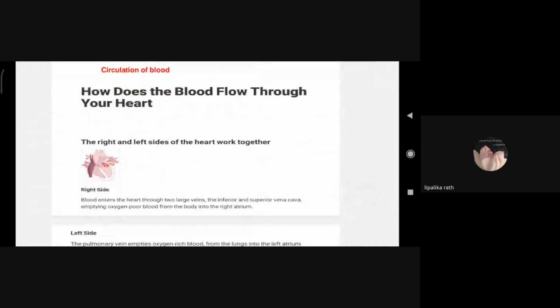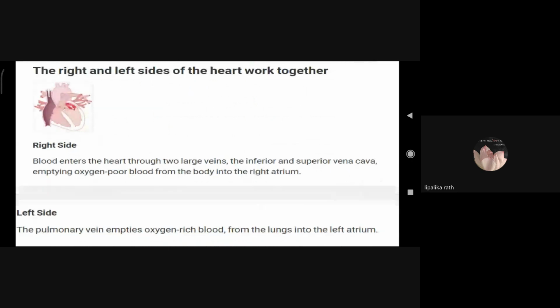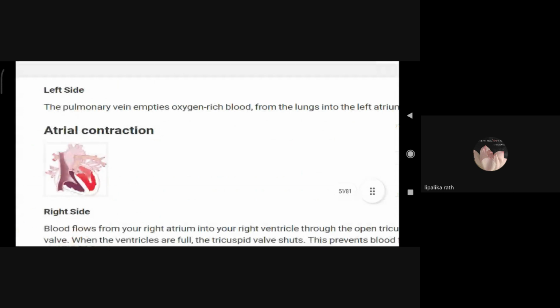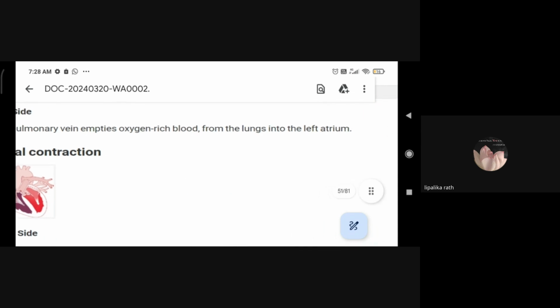Now, how does the blood flow through your heart? Okay, the right and left sides of heart work together. What happens? In right side, blood enters the heart through two large veins, the inferior and superior vena cava, emptying oxygen poor blood from body into right atrium. And left side, the pulmonary vein empties oxygen rich blood from lungs into left atrium.